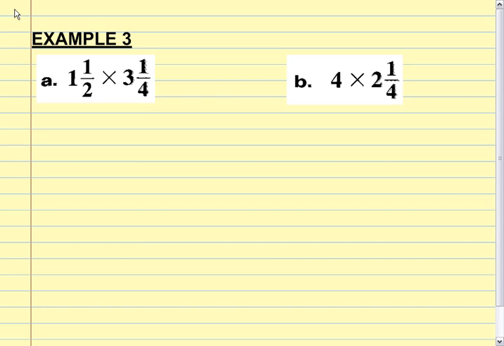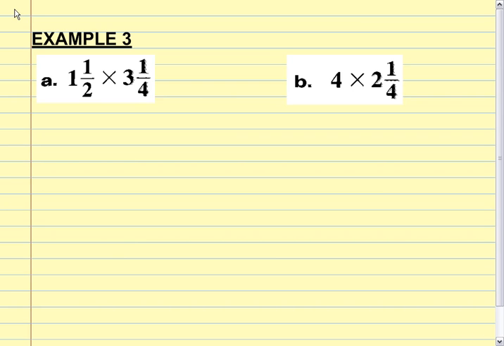Change them to what? Improper fractions. Okay? I've got to change them to improper fractions. I can't multiply them this way. Do you see why we like to not leave them as mixed numbers? Because if I want to do anything with them, I have to change it back to an improper fraction if I change it to a mixed number.